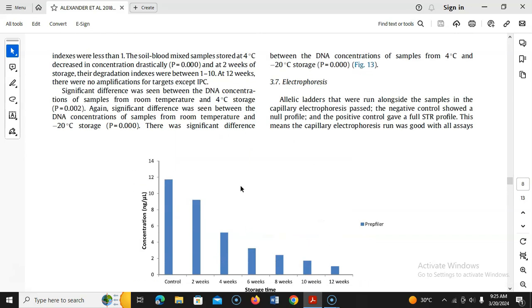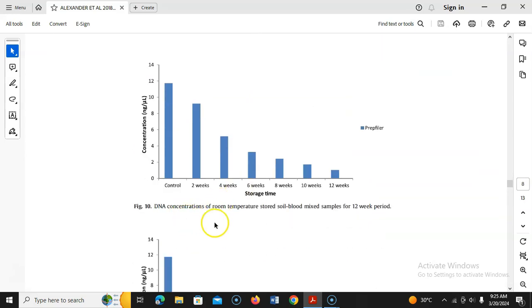And you can see from the graph here, DNA concentrations of room temperature stored soil blood samples for the 12-week period. So this is the control. So the concentration kept on decreasing, decreasing. But then the quality was intact in terms of degradation. So the concentrations were decreasing till the 12 weeks.